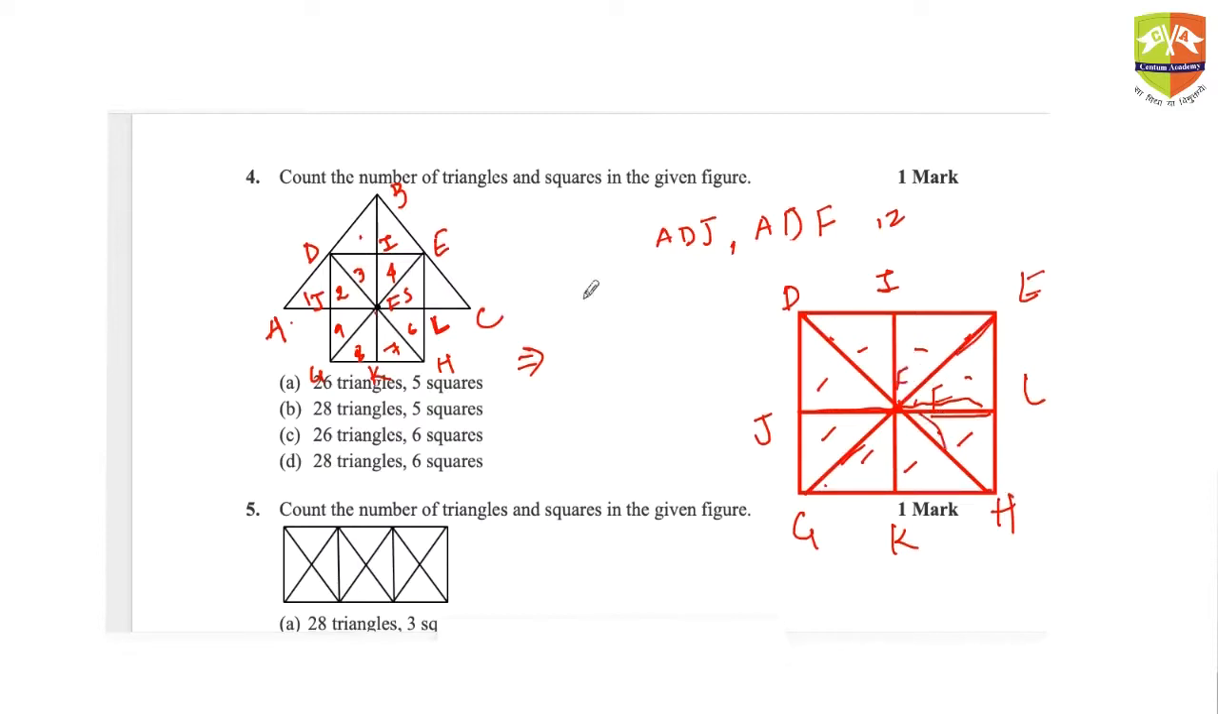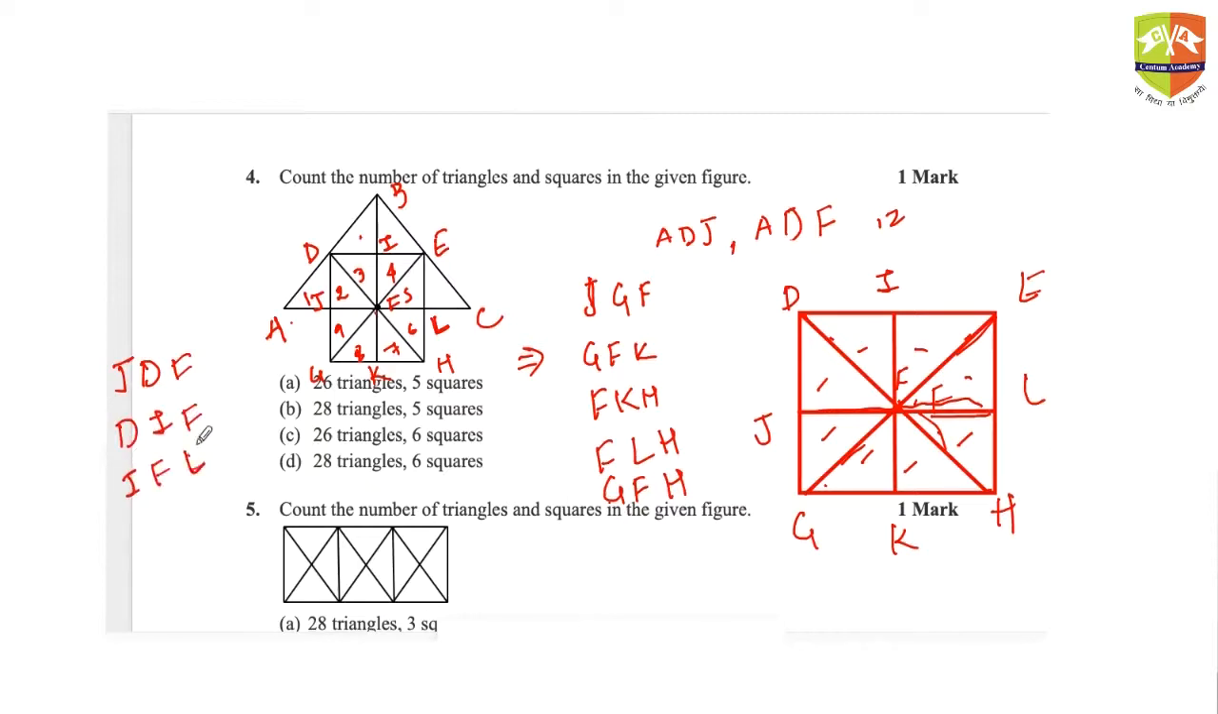And this is F. What I am writing here: J, G, F is one triangle, G, F, K is another triangle, F, K, H is another triangle, and F, L, H is another triangle. Then this bigger triangle, which is G, F, H. Similarly, on the other side, let me write here, this is D: J, D, F, then D, I, F, then I, F, E, then F, E, L, and then I have this bigger triangle, which is D, F, E.